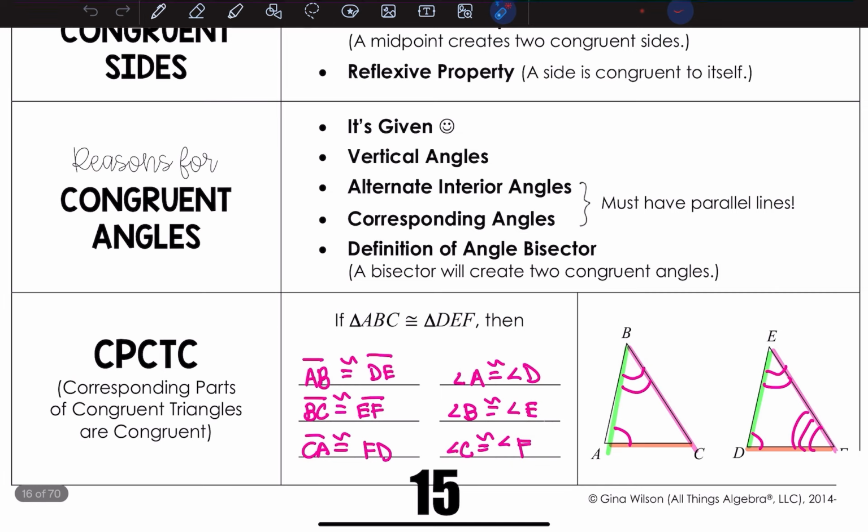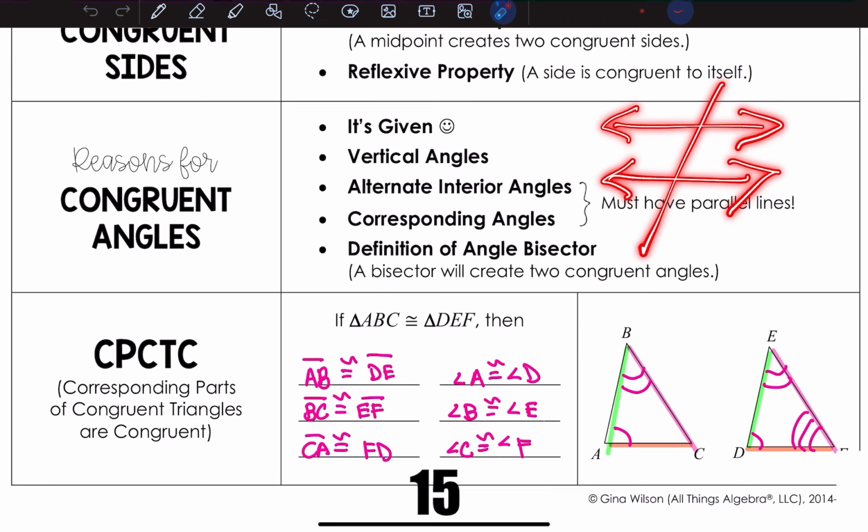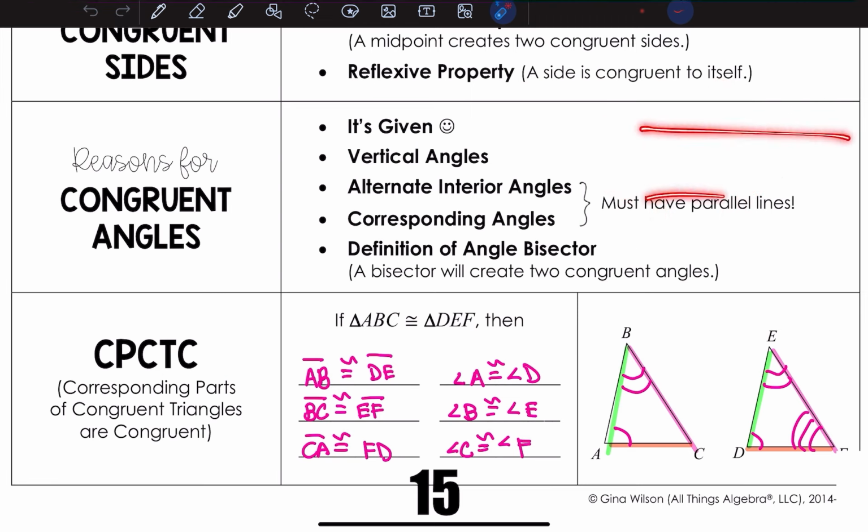Reasons for congruent angles: again, if it's given; vertical angles. If you're dealing with parallel lines, there is a reference at the beginning of the packet if you don't remember, for alternate interior angles as well as corresponding angles. And again, if you have a bisector, that creates two congruent angles.